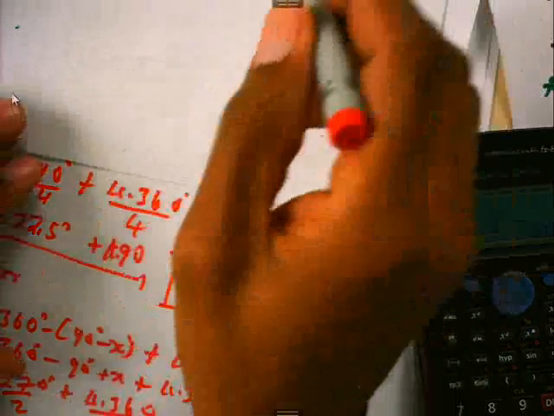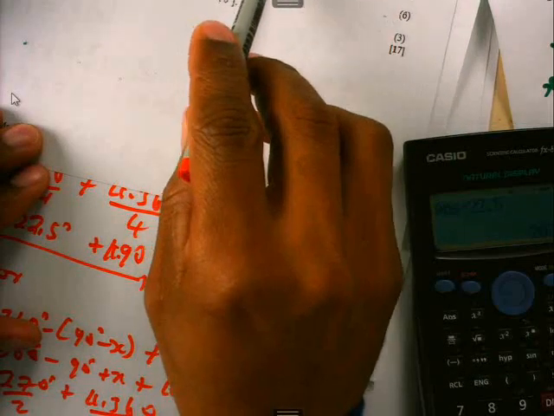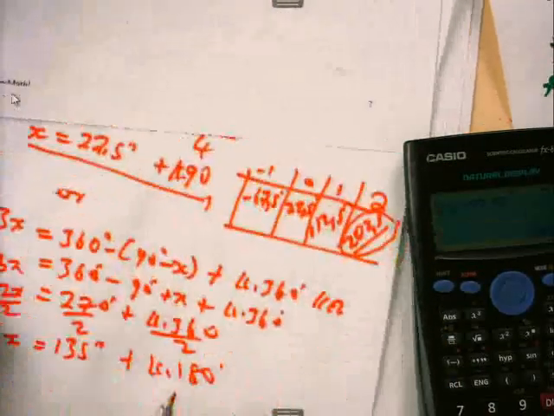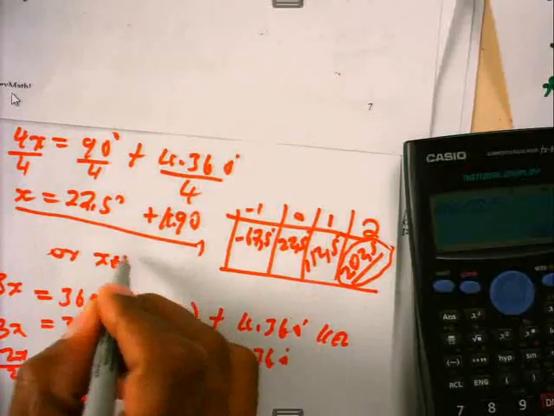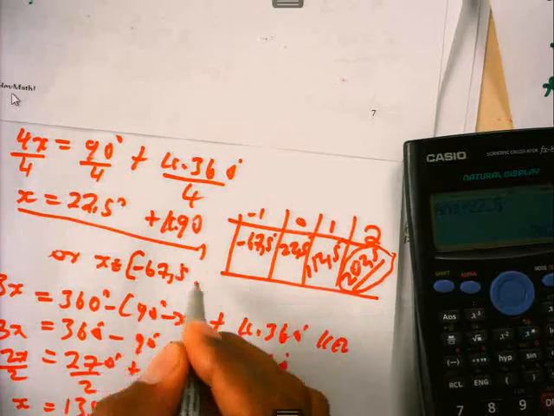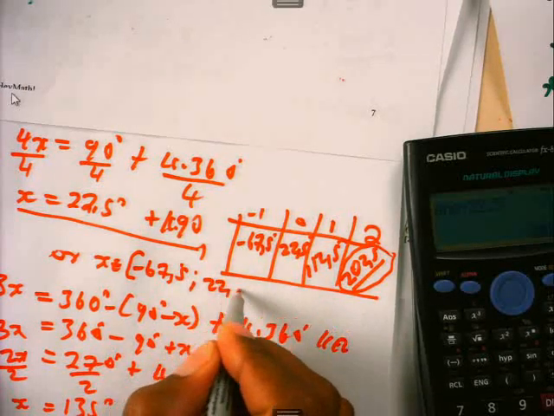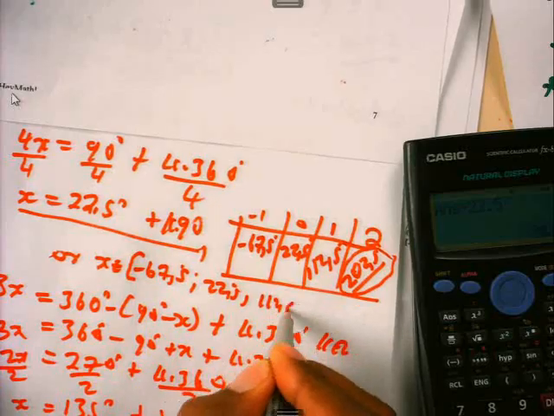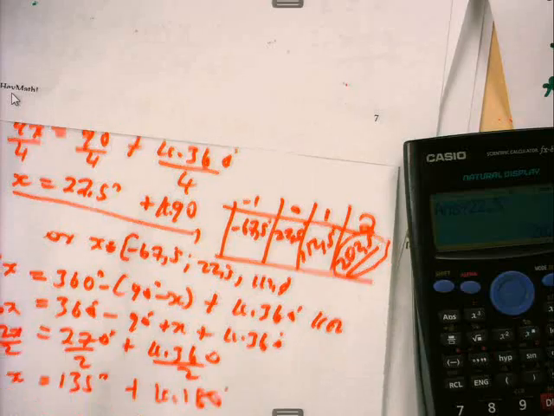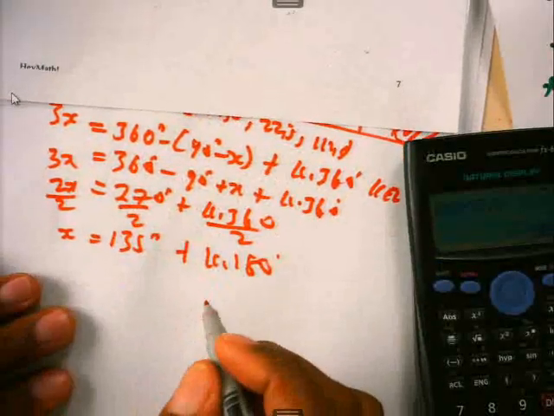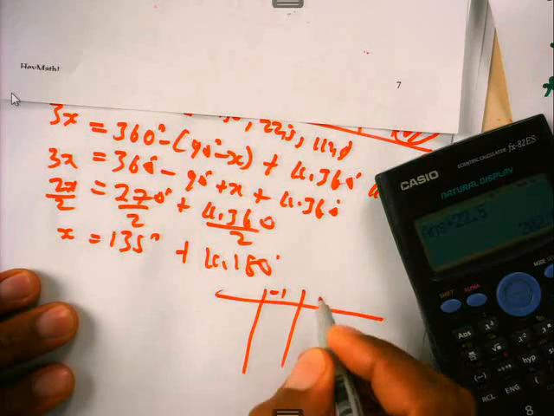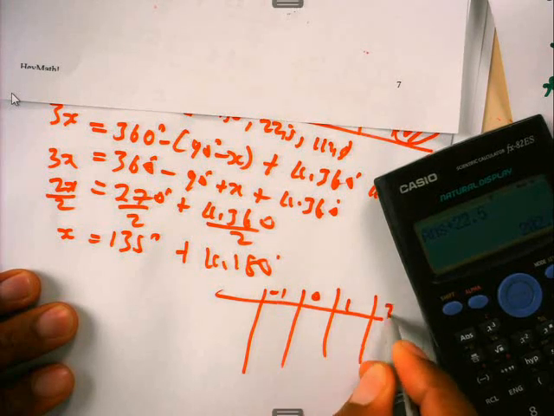Why? Because remember we are working within the interval, minus 90 to 180. Good. The solutions there are x is an element of minus 67,5, and also 22,5 and 112,5. These are between minus 90 and 180. What about this one here? We do exactly the same thing: minus 1 and also 0, 1, as well as 2.